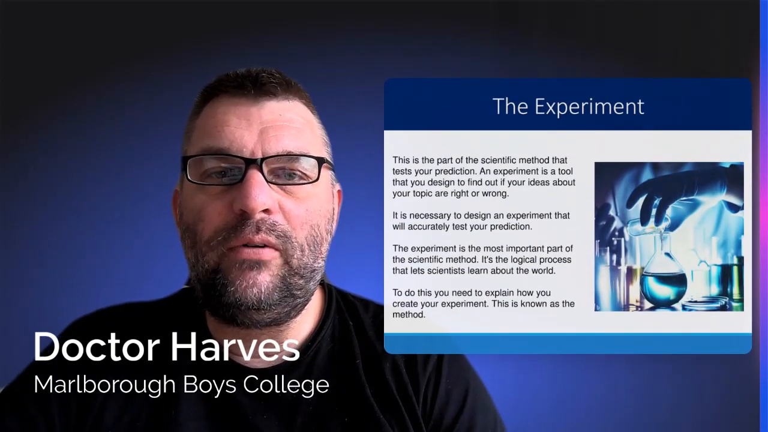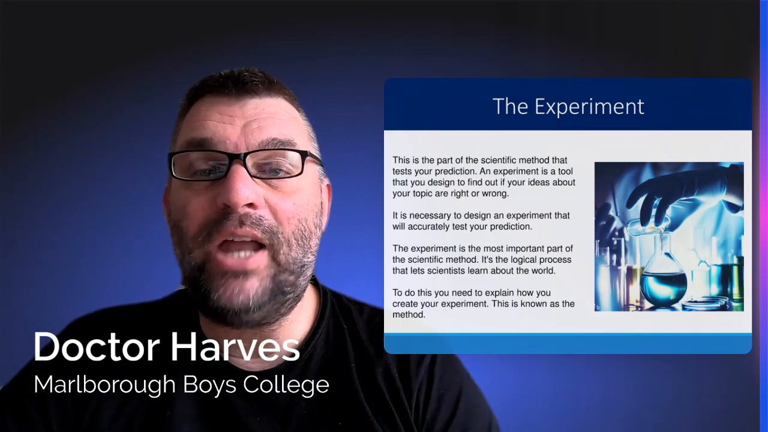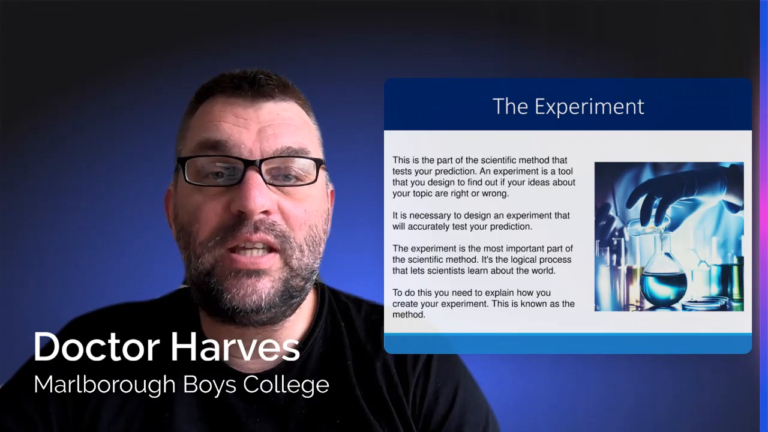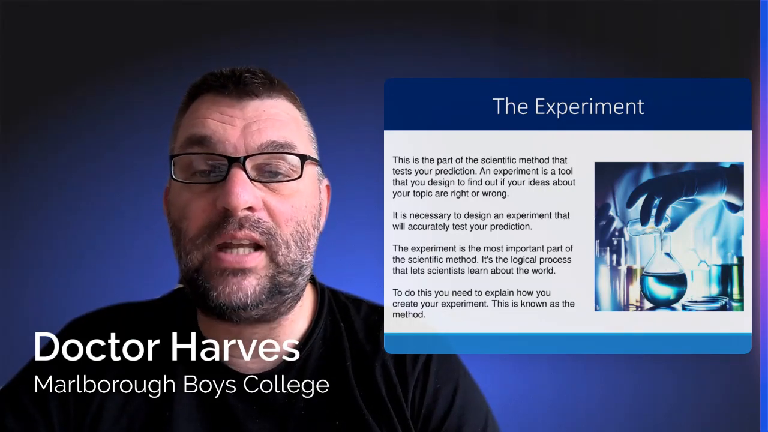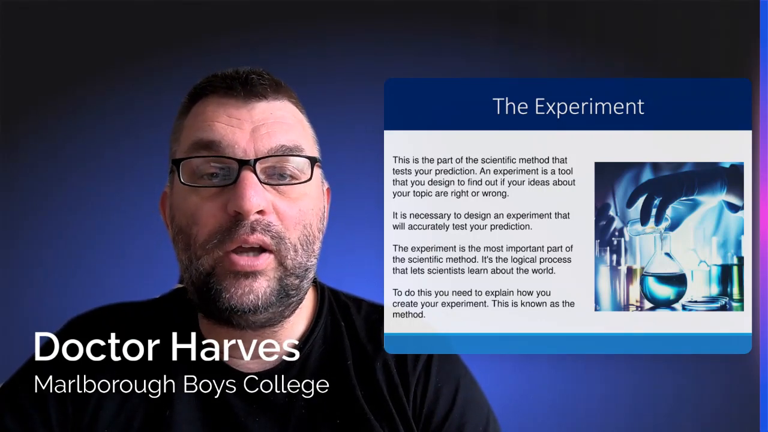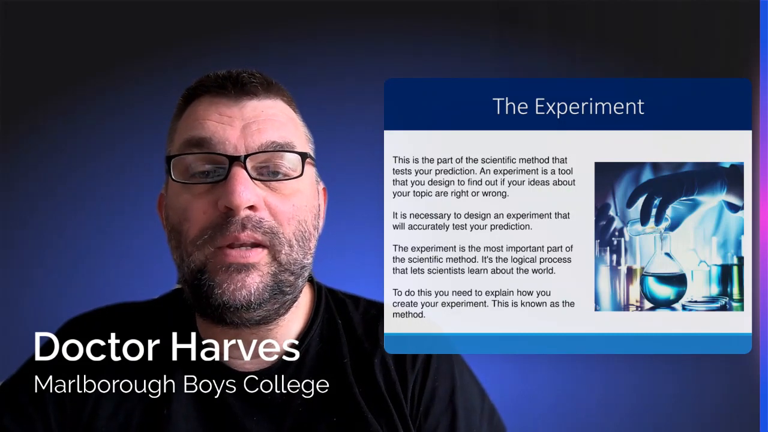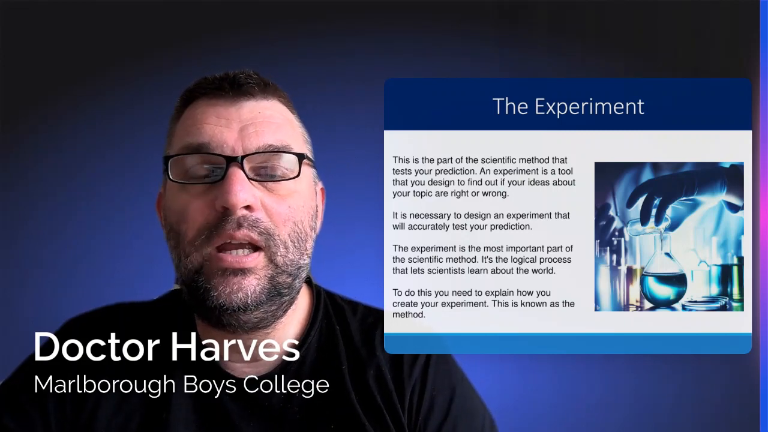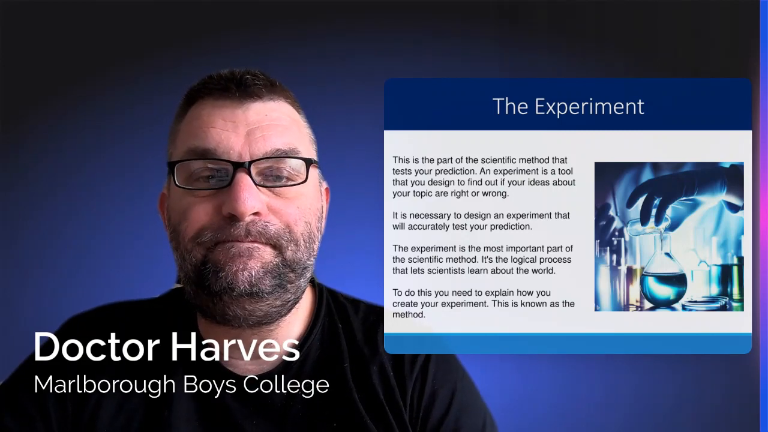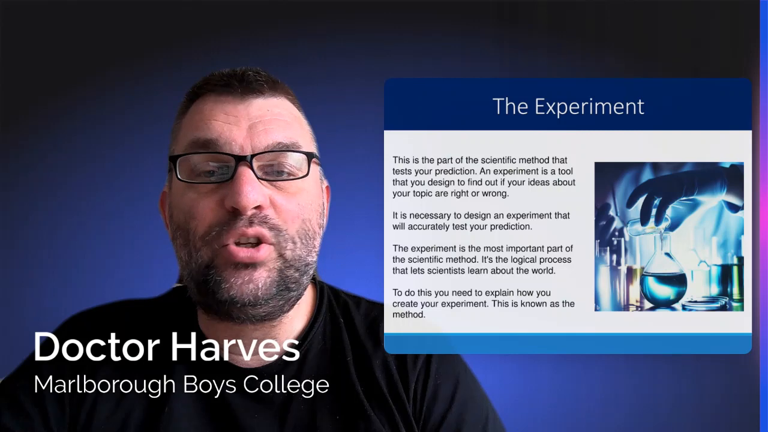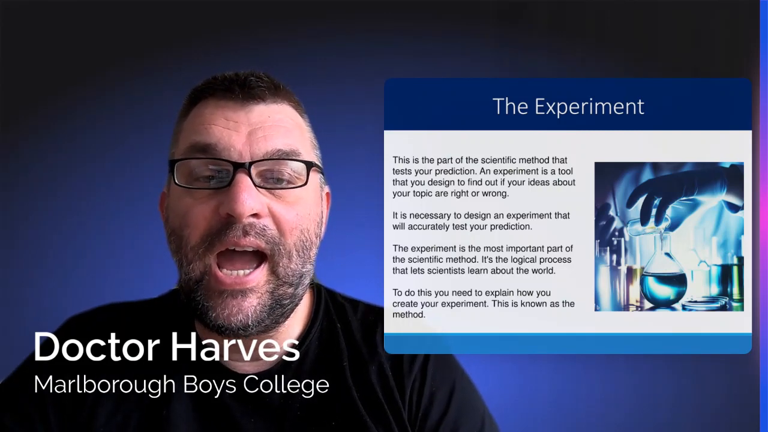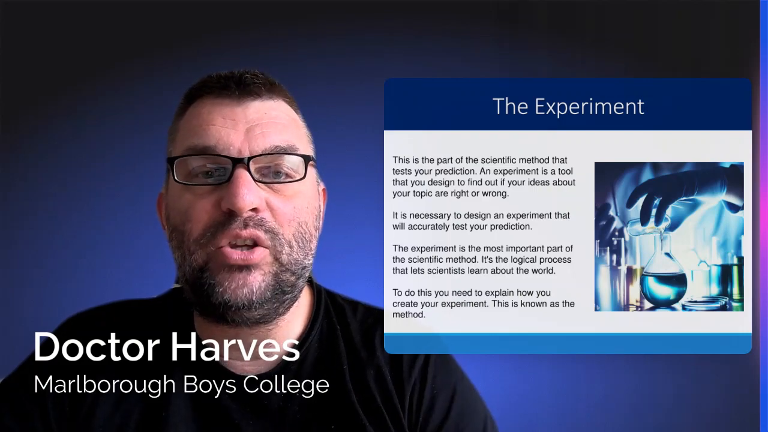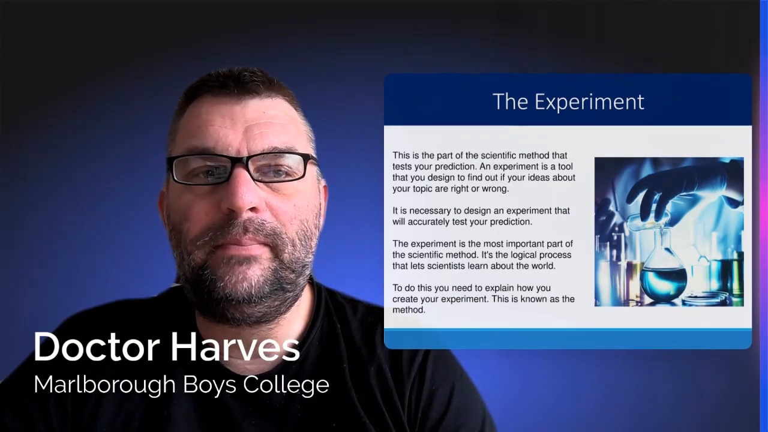So the experiment itself is basically the key part of the scientific method. Okay, it's basically how you're going to see if the prediction you made in the previous lesson is right or wrong. So you have to design an experiment that somebody can follow, and also it actually has to test your prediction accurately. Okay, and to do this, you have to explain how you created or made your experiment, and this is known as the method in the experiment.